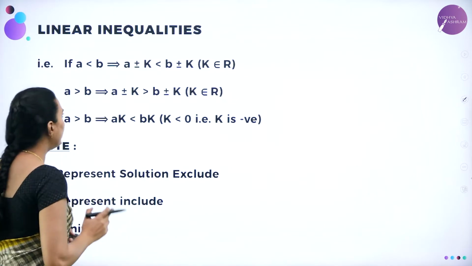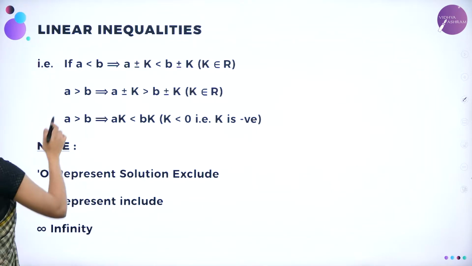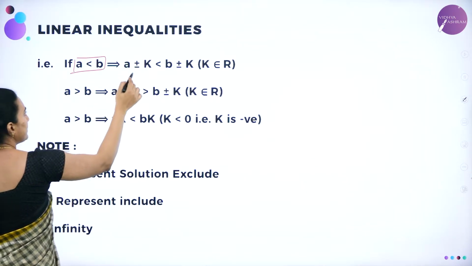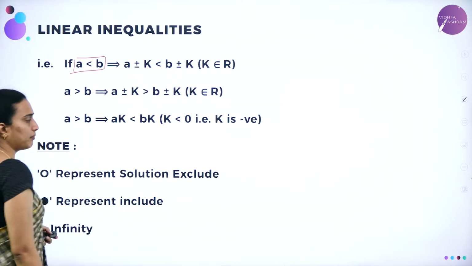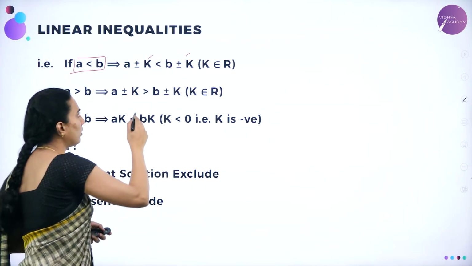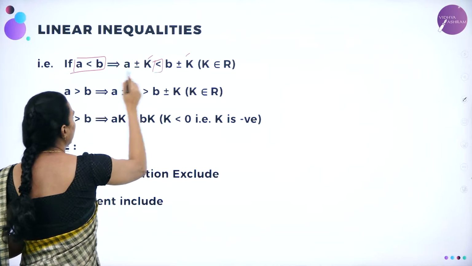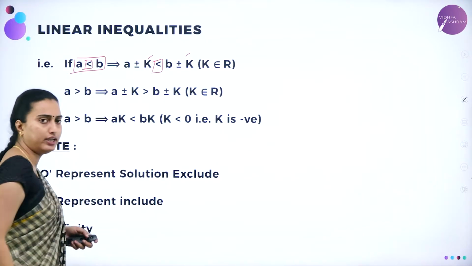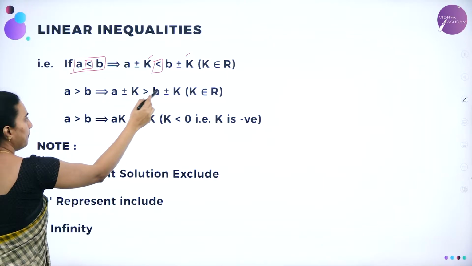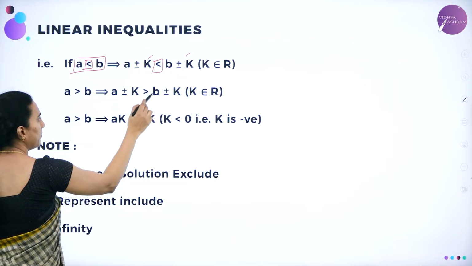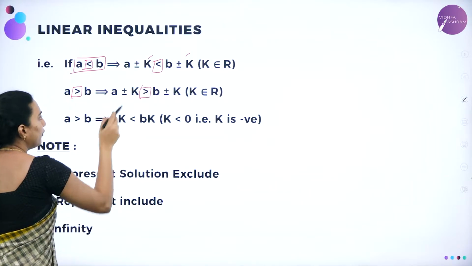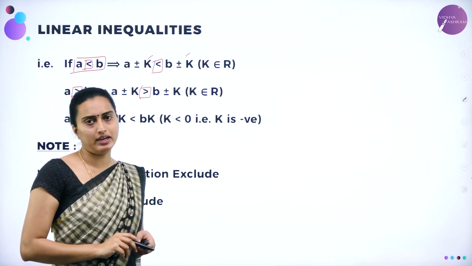Understood? Now we'll be moving on to the sum rules you can have. See, if A is lesser than B, then A plus or minus K is lesser than B plus or minus K. What have they done here? They have added and subtracted the integer on both sides of the inequality. The inequality remains as it is. Now, A greater than B: they are going to add A plus K, B plus K, or A minus K, B minus K. See, greater than remains greater than if you add or subtract on the inequality.